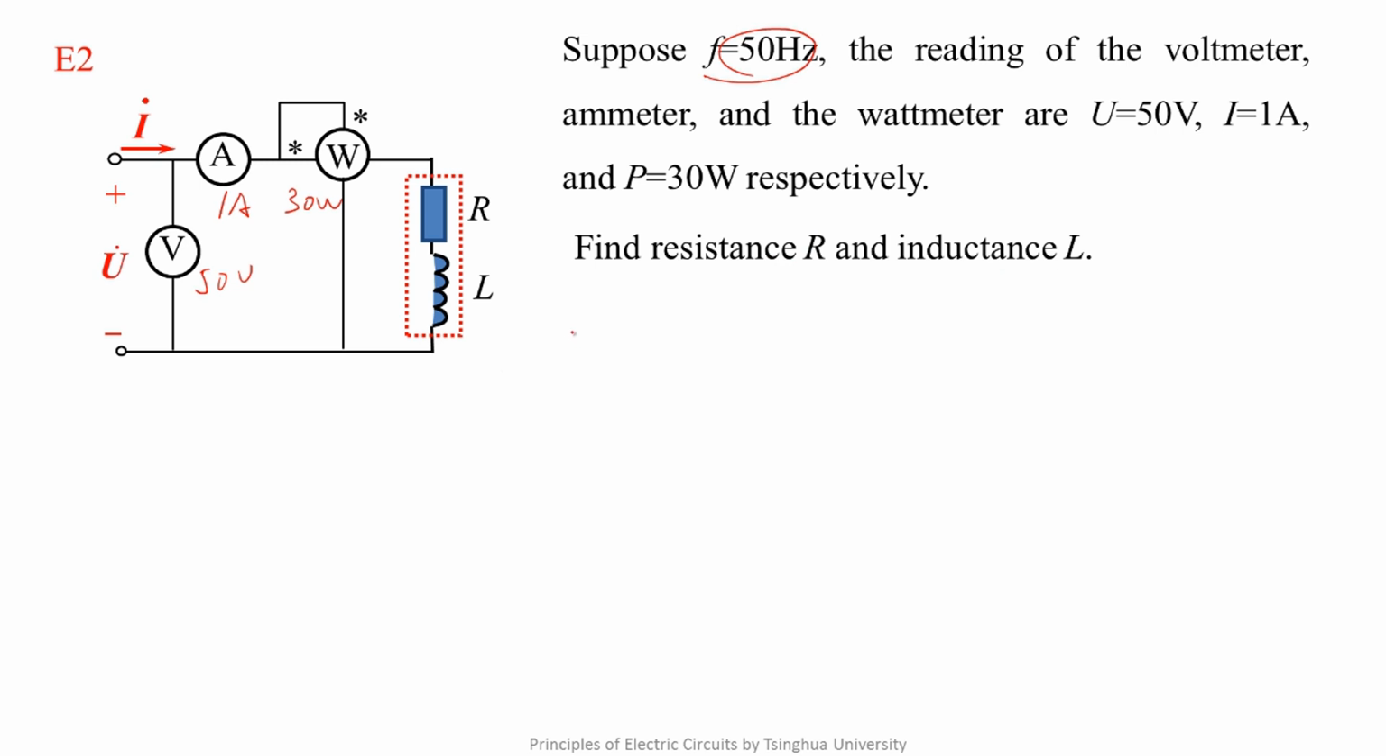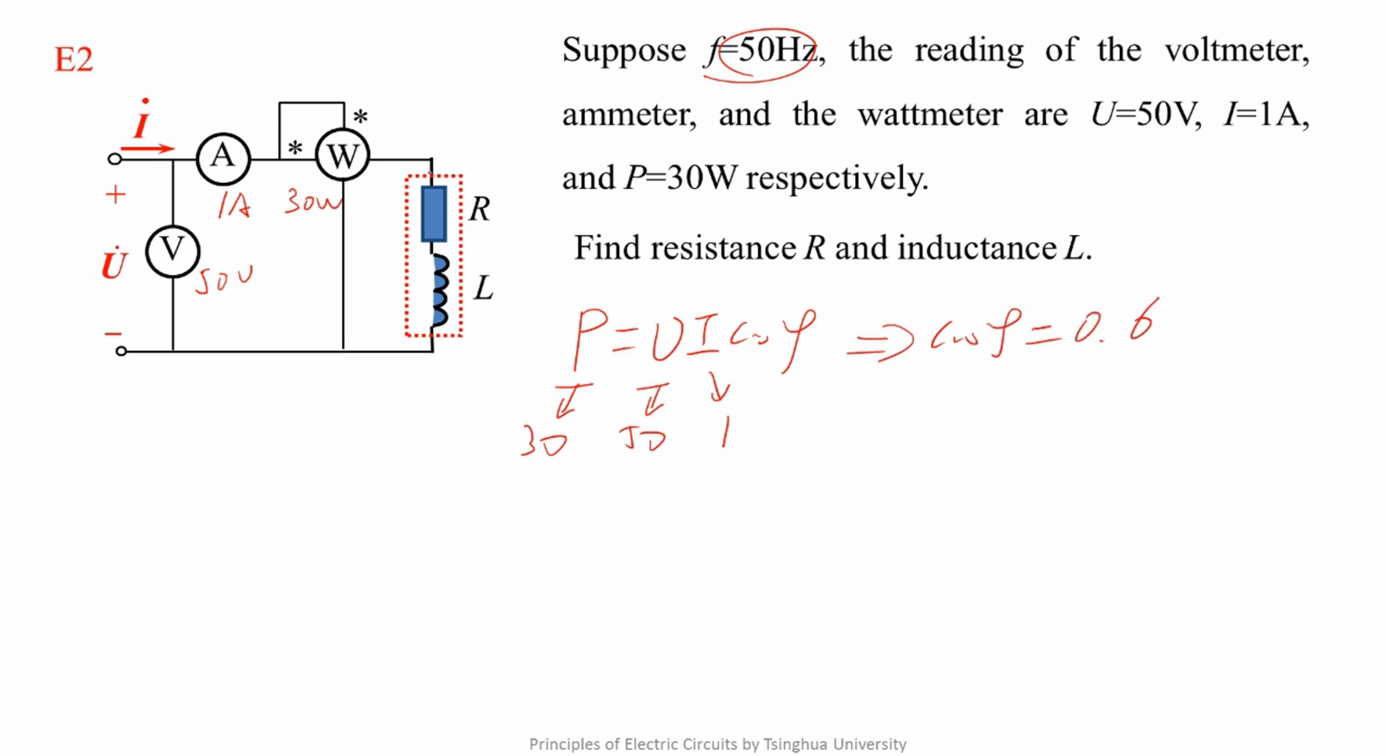For the problem, we can calculate by definition of the average power, that is P equals UI cosine phi. We know that P equals 30, U equals 50, and I equals 1. So we can get cosine phi equals 0.6. And we also know that it is an inductive load, so it's a lagging power factor. Next, by using Ohm's law on the load, we can know that the modulus of Z is equal to the ratio of the effective values of U and I, so it equals 50 ohm.